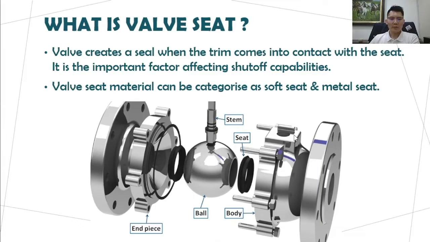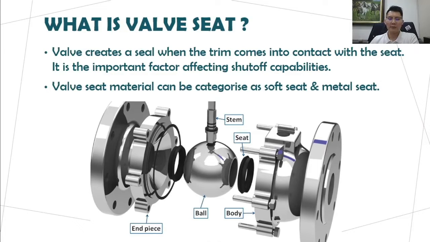First and foremost, what is a valve seat? The valve seat creates a seal when the trim comes into contact with the seat. In the example in the diagram below, I've used the ball valve. The trim is more than just the ball: the trim is the stem and the ball. The sealing element happens in between the ball and the seat.